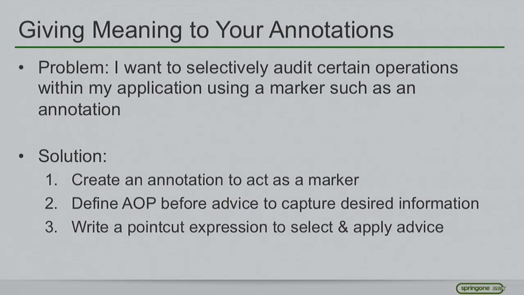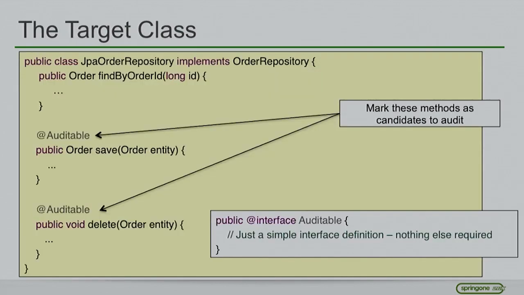Well, in this case, the pattern we're going to use is I'm going to say, I want to selectively perform some audit operation within an application using a marker that might be an annotation. So what's the process? I create an annotation. Don't even have to give it any functionality or any properties. Then I define an AOP before advice to capture the appropriate information. And then I write a pointcut expression that selects all cases where that annotation exists, and then apply the advice. So quickly that looks like this, and then I'll leave you with this particular thought.